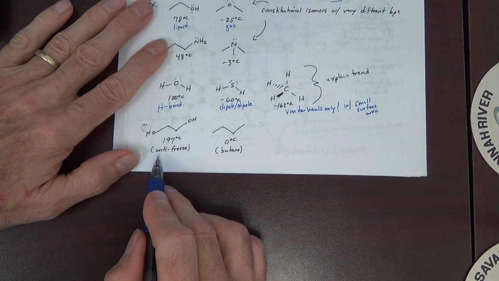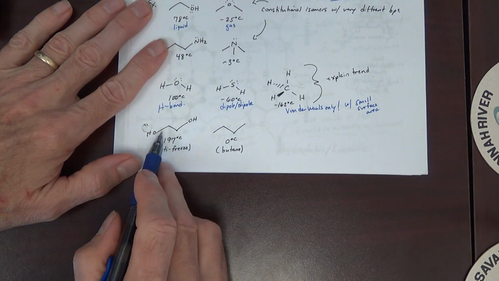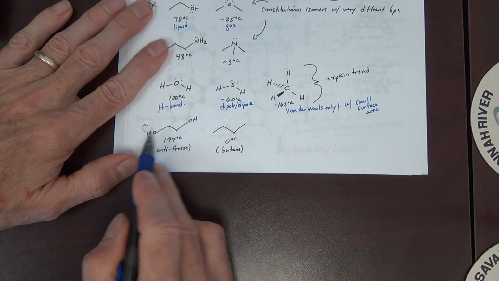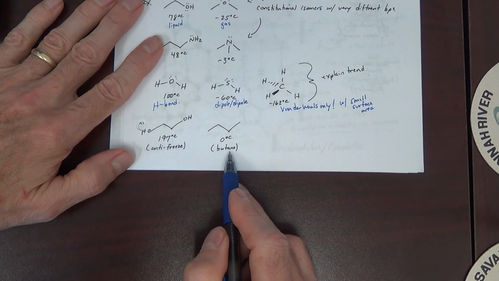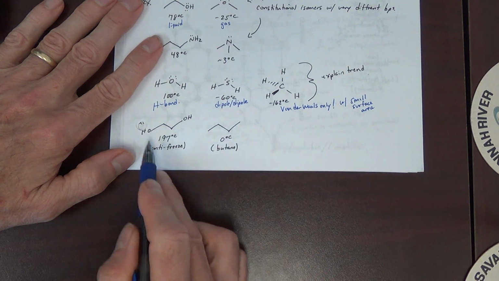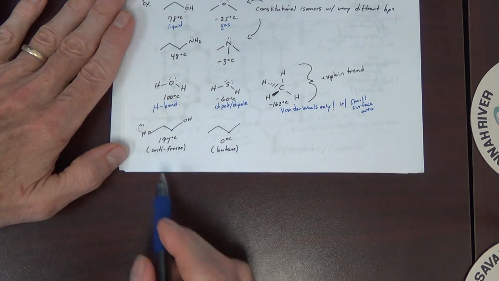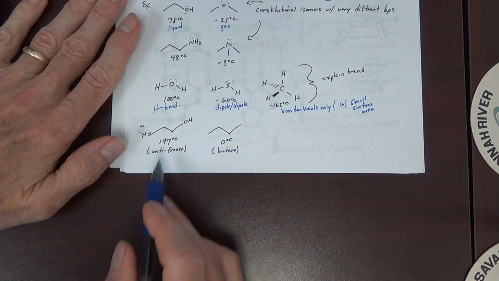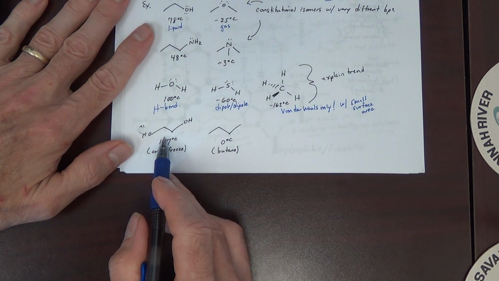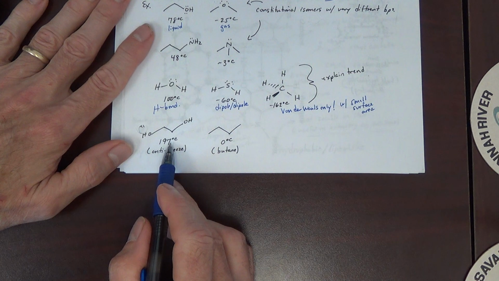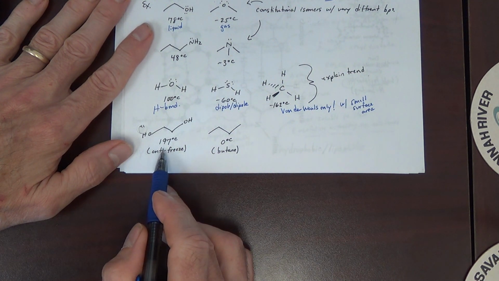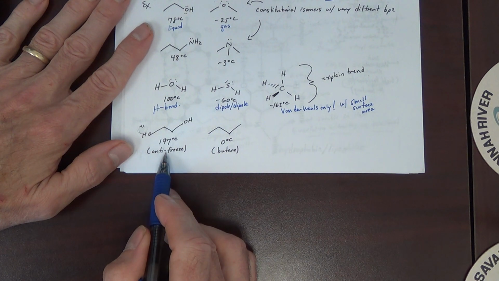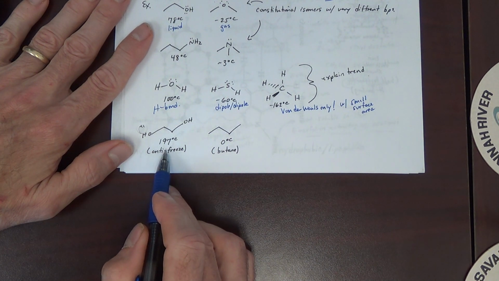One last example, antifreeze, 2 carbons and 2 oxygens versus butane, 4 carbons. Very similar molecular weight, but antifreeze has lots of hydrogen bonding possible. Lots of IMFs. Lots of stickiness, increasing the boiling point by about 200 degrees versus butane.